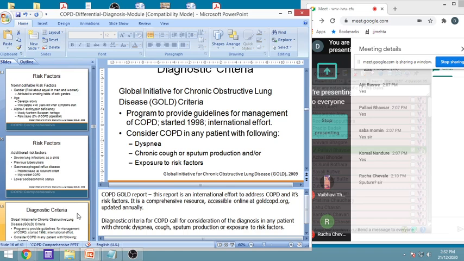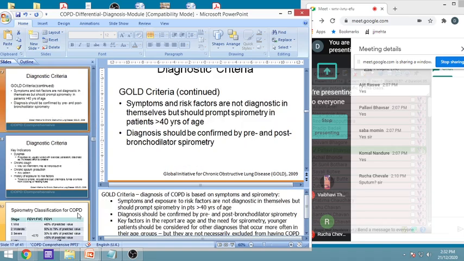Then next is symptoms and the risk factors, which are not diagnostic in themselves but should prompt spirometry in patients above the age of 40 years. Diagnosis should be confirmed by pre and post bronchodilator spirometry. So these are various conditions. This has to be checked, and accordingly one can go for spirometry. Let us see the next.